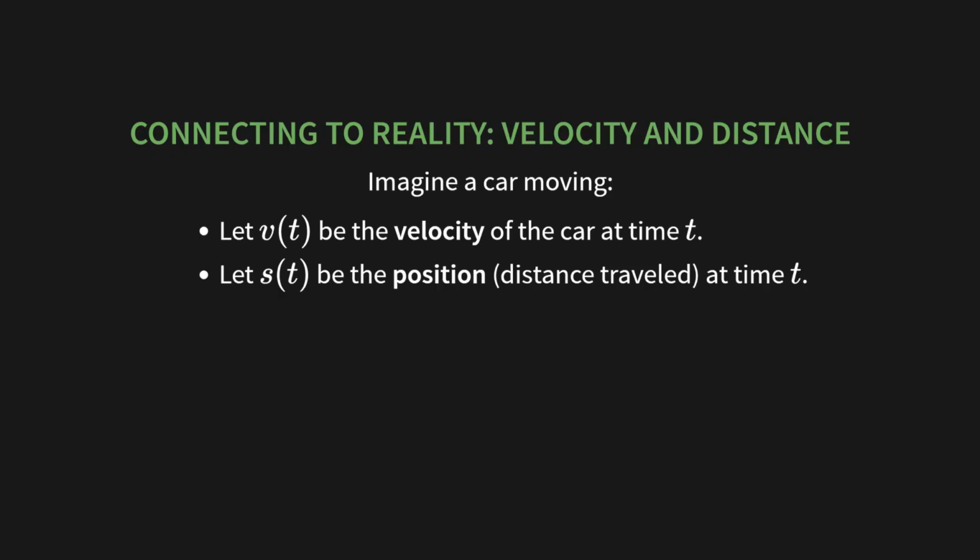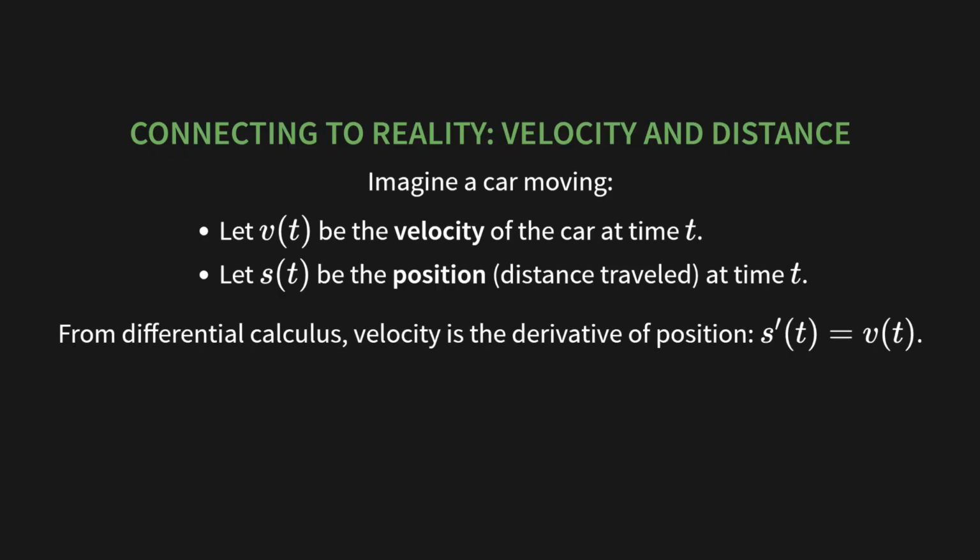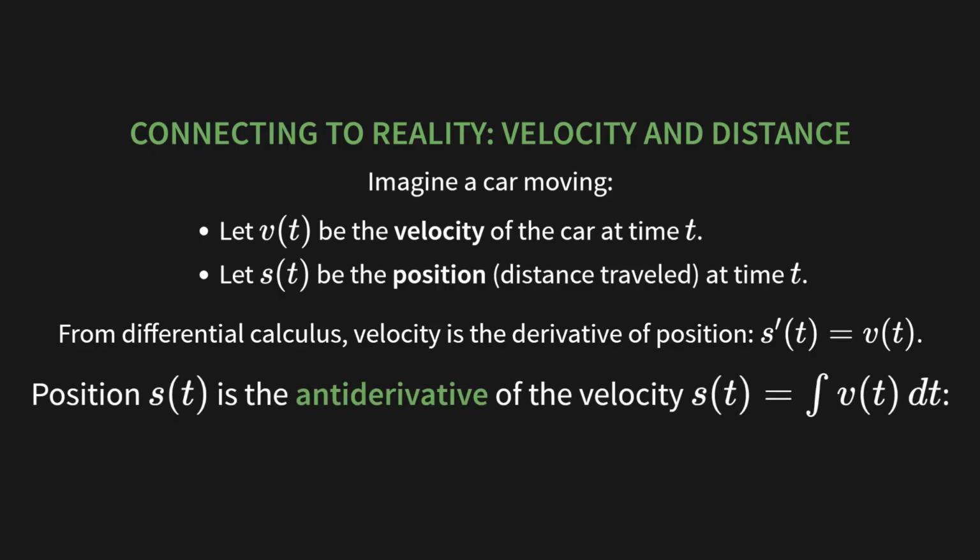Let's say v of t is the velocity of the car at time t, and let's say s of t is the position, or the distance traveled at time t. From differential calculus, you already know that velocity is the derivative of position. In other words, s prime of t equals v of t. And if we flip that around, it means the position, s of t, is the antiderivative of the velocity.